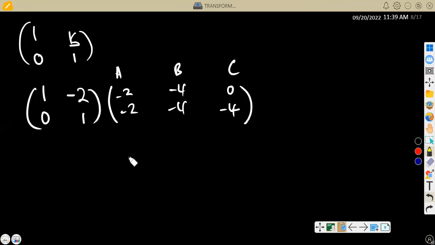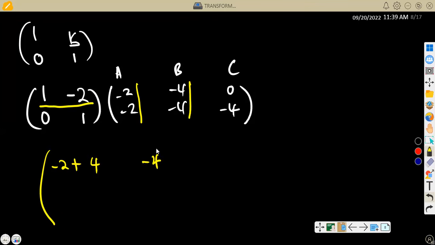All right, so here using our row by column concept, we have a row versus the column. We are going to multiply: that's 1 by -2, which is -2, plus -2 by -2, which is +4. We are done with this part. Then we move on to this row and this column. So it's 1 by -4, which is -4, plus -2 by -4, which is +8.